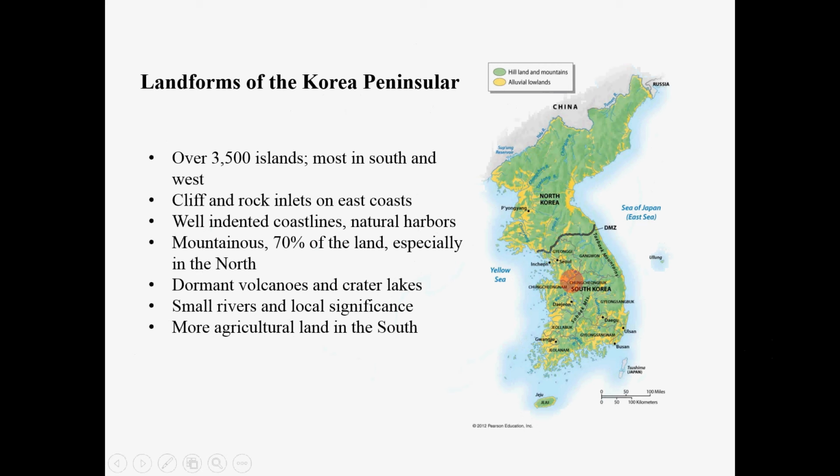Rivers are small and locally significant. You have the Han River around the Seoul area. On the North Korea and China border, you have the Yalu River and the Tumen River. In terms of plains, in the coastal areas you have a lot of plain for agricultural development. South Korea has slightly more plains than North Korea.